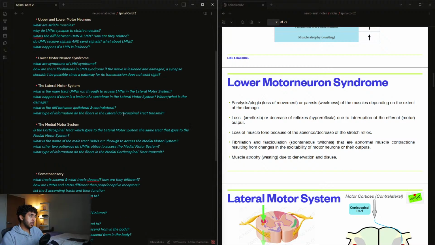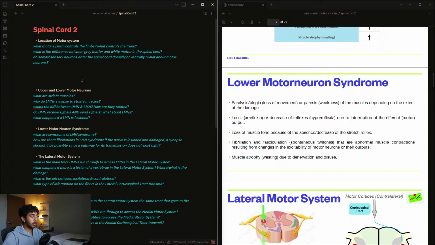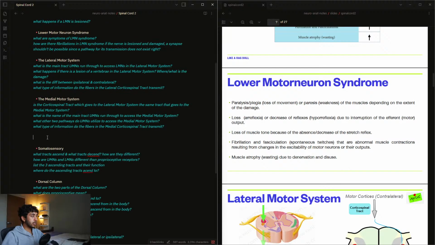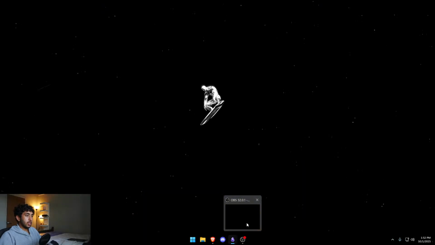So now we're going to go into somatosensory. So this is all motor. So maybe I want to do another header here called motor. Actually, no, this is all motor. So now we're going on to sensory. So I want to do this review, and then I'm going to move on to the other one.